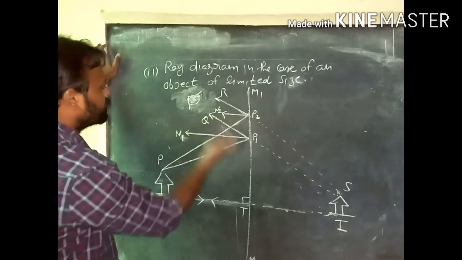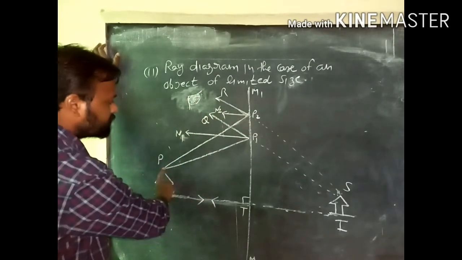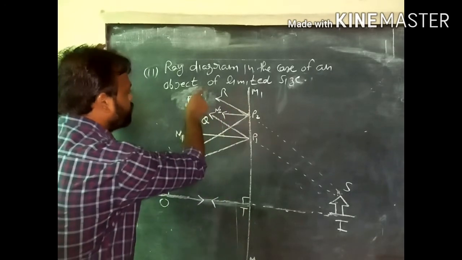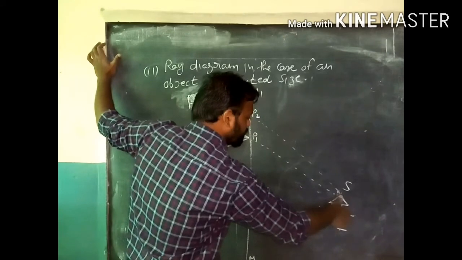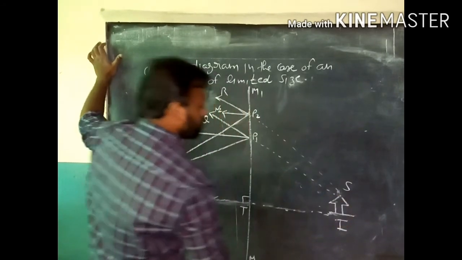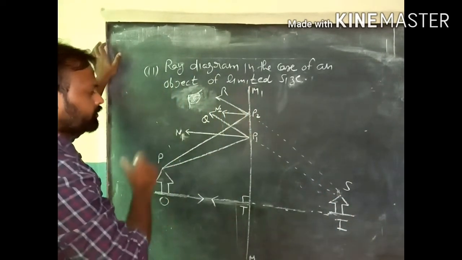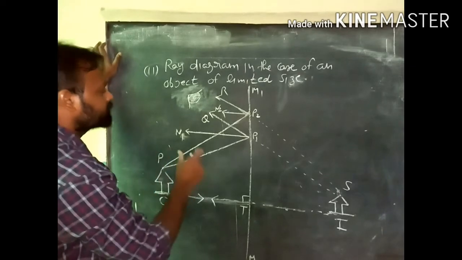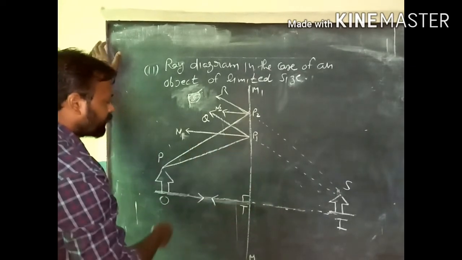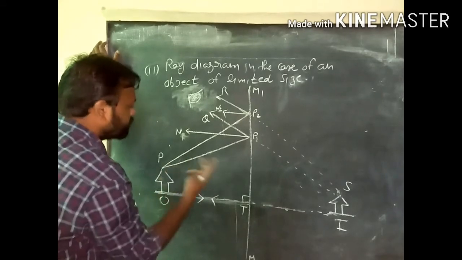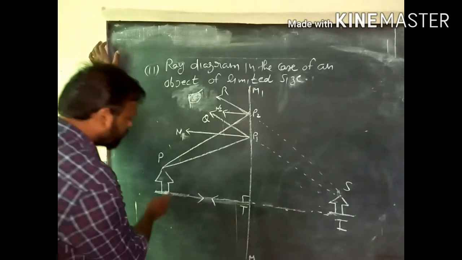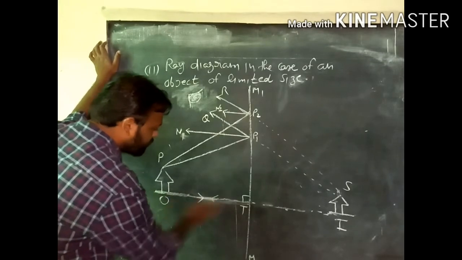Of course, we can see the image. If the object is placed here, and here is a plane mirror, and we are watching from here, then we can see the image of the object in the plane mirror here. So now I am going to explain how the image is formed in this case. This time, because the object is a little bit big, we are taking 3 light rays. So you can take this first light ray again.